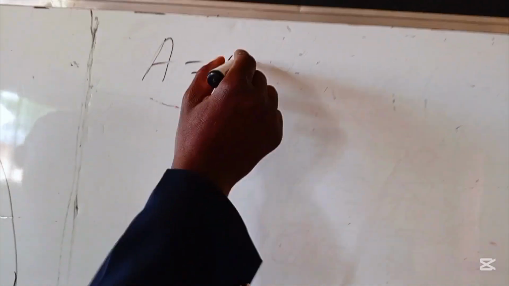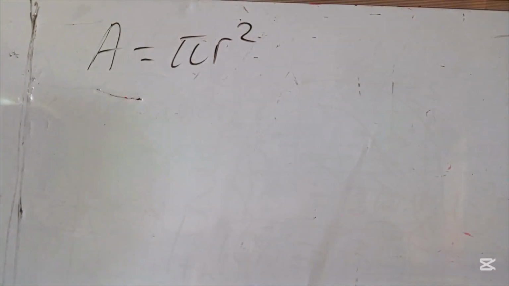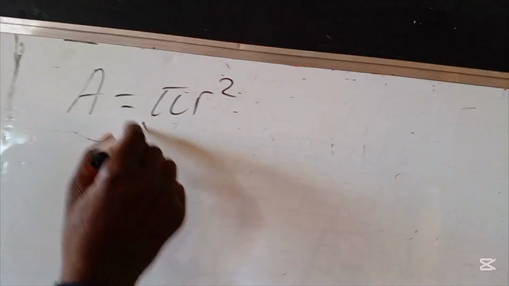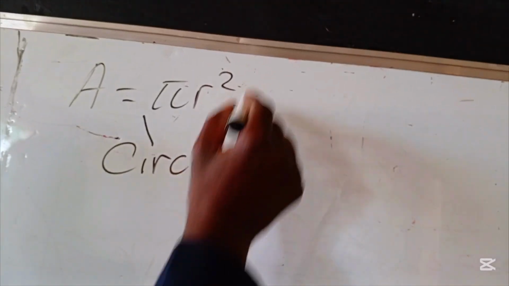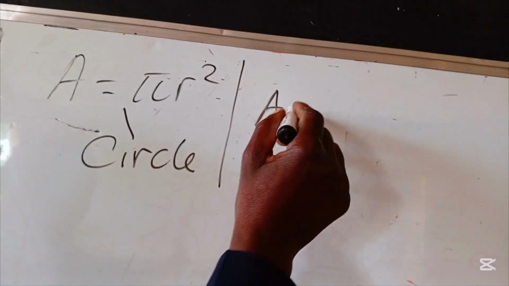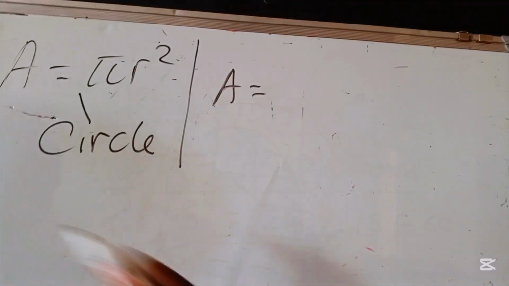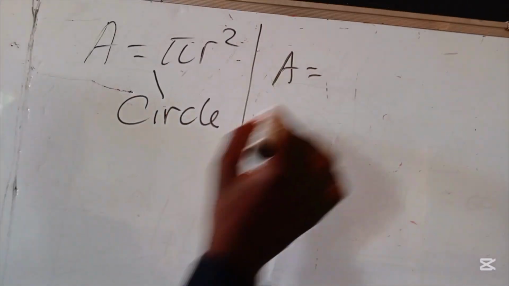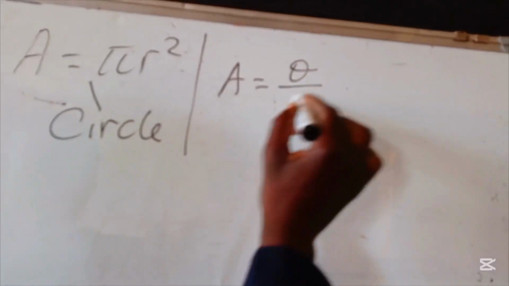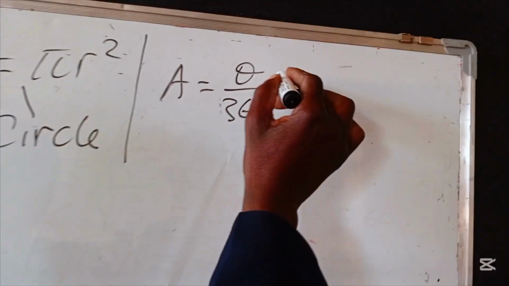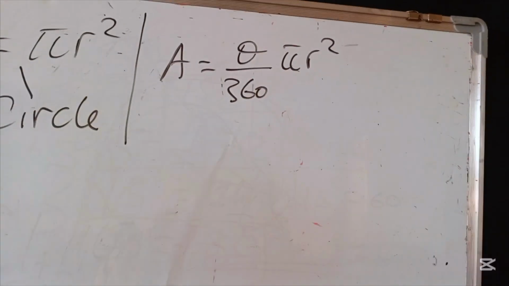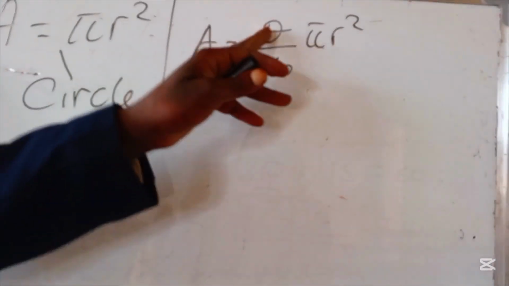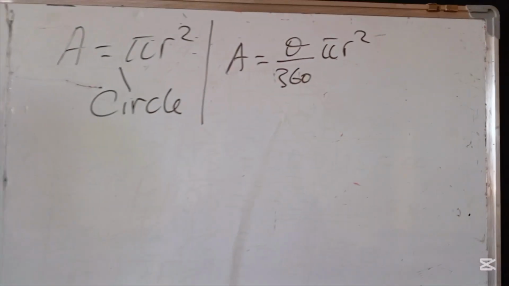Now, I know that the area of the circle is this one. So this is for the circle. Now, part of the area of the circle is called a sector. It is just part of the circle. So it is theta over 360, then pi r squared. Fellow viewers, you have to understand that this is just part, because that's why I've put the theta there.